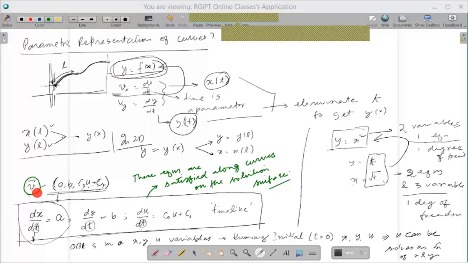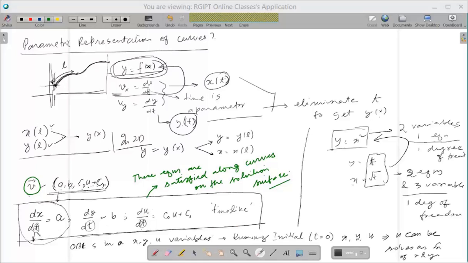And this is the parametric representation of the curve. So, for example, at some value of the parameter t, which I'm calling timeline, if I know x, and at the same parameter value I know y, and at the same value of the parameter I know u.